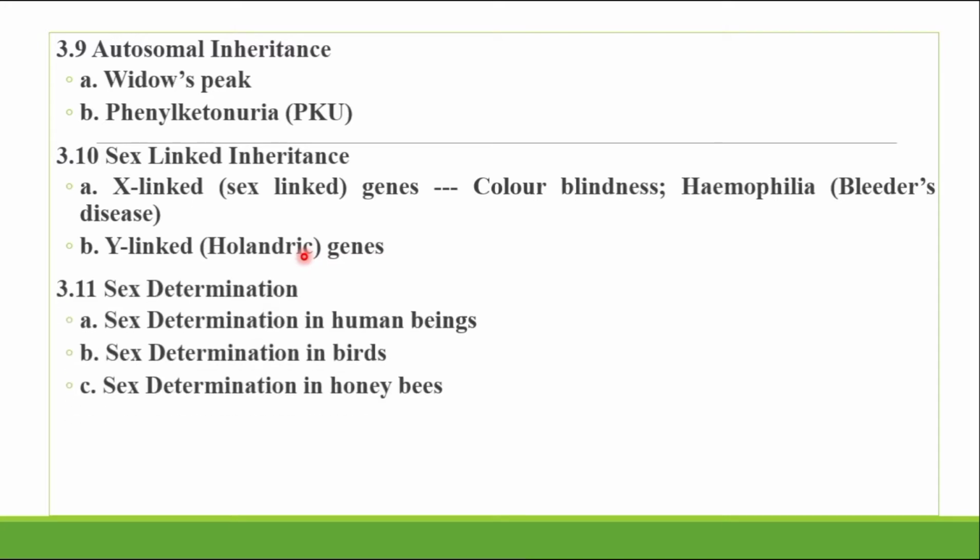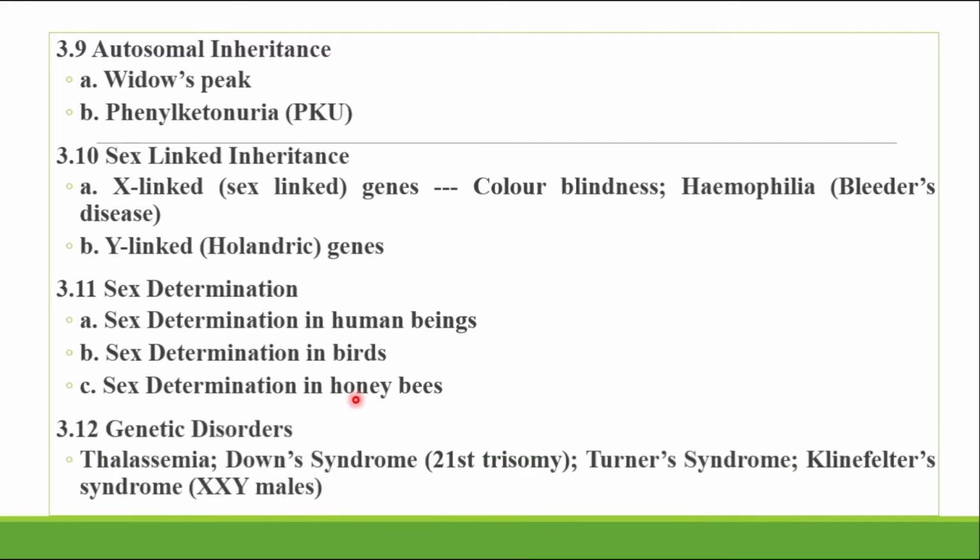Afterward, the second last point in this topic is sex determination: sex determination in human beings, in birds, and in the honeybee. These two points, sex determination in birds and in honeybees, are asked a number of times in the board exam. The last point included in this topic is genetic disorders. It includes thalassemia, Down syndrome, Turner syndrome, and Klinefelter syndrome.